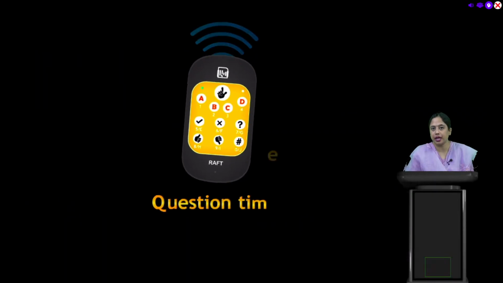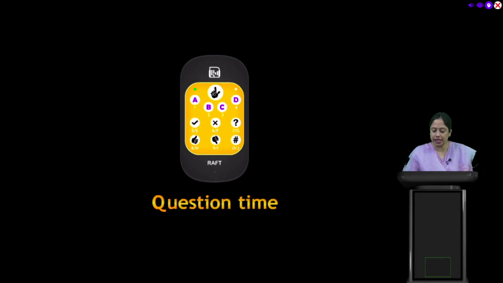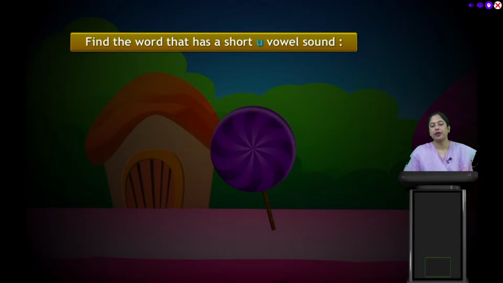Utter. Okay. So university, utter, butter. So that means the letter U also has more than one sound.